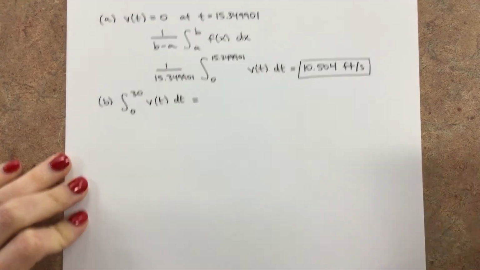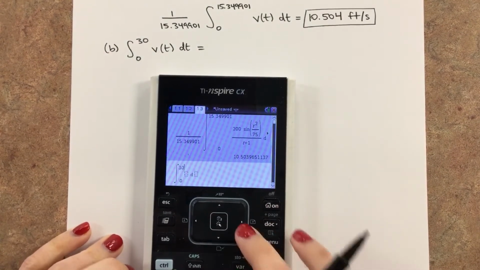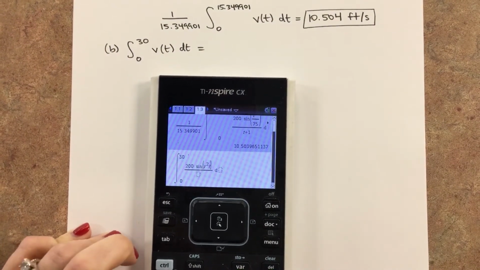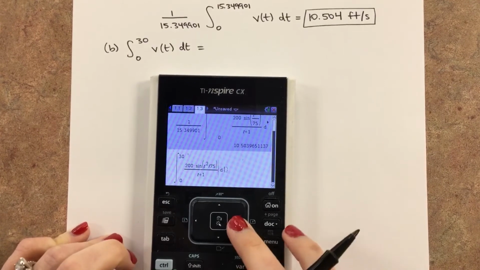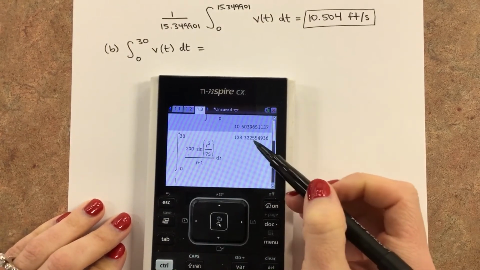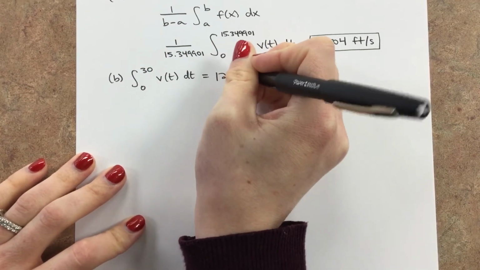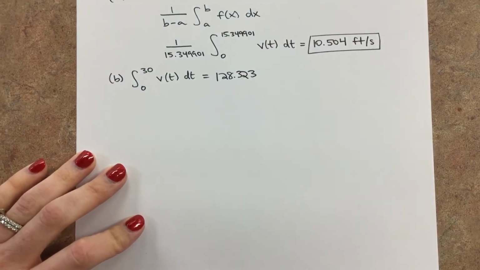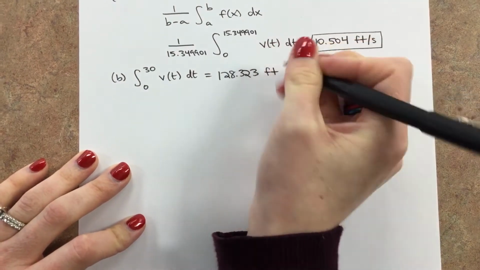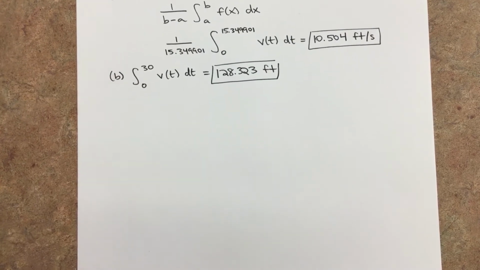And this is a calculator question, so all you have to do is write this setup, and then you can plug it right in. So integral from 0 to 30 of our velocity function. All right, and that is 128.323, and that would be in feet. Because the velocity is given in feet per second, this gives us the change in position. When you integrate velocity, you get displacement. The antiderivative of velocity gives you position. So this would be a number of feet, how much he moved during those 30 seconds. All right, that's part B.